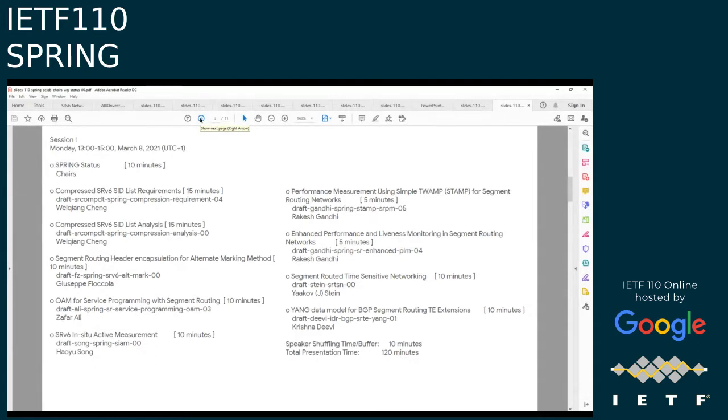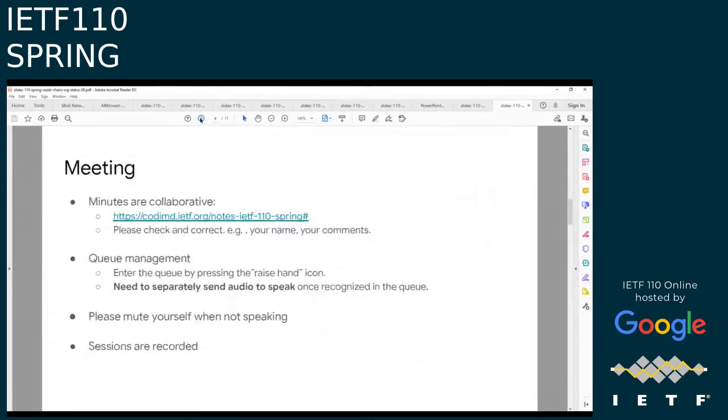We then have an individual presentation from Yakov Stein on segment routing time-sensitive networking. Interesting idea, new. I hope we have the time for it. And then the Yang data model for BGP segment routing. That'll be today. Let's hope we can get through it all. Next slide.